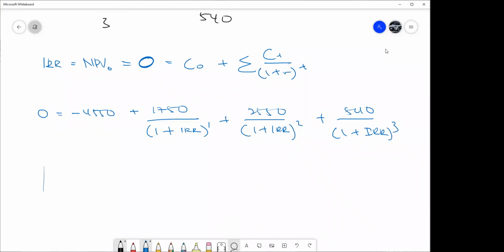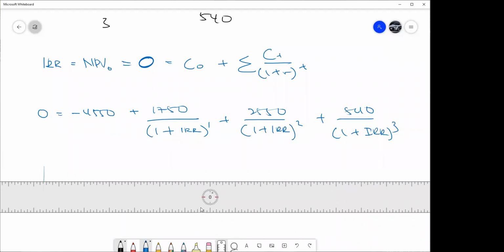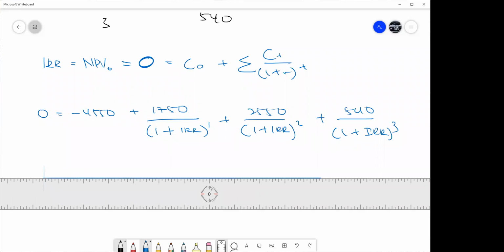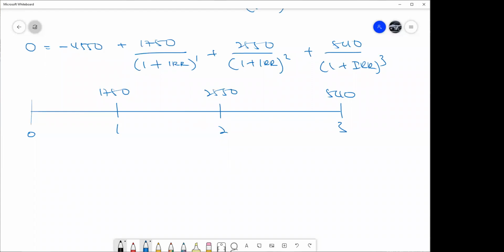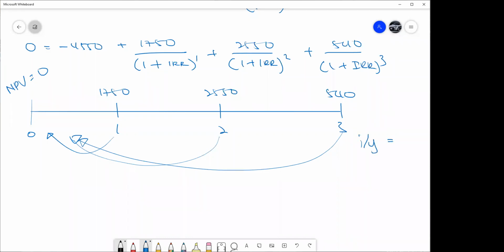So if I draw it in a timeline, just to make sure that you can see clearly, on the timeline 0, 1, 2, 3, you have 1750, 2550, and 540. Basically, you want to find NPV equals to 0. You need to discount all this backwards. Here, NPV equals 0, so the thing missing here is the IRR.